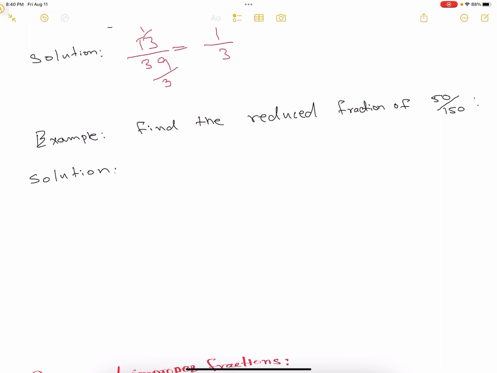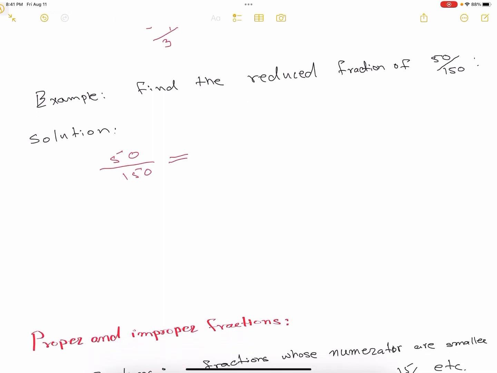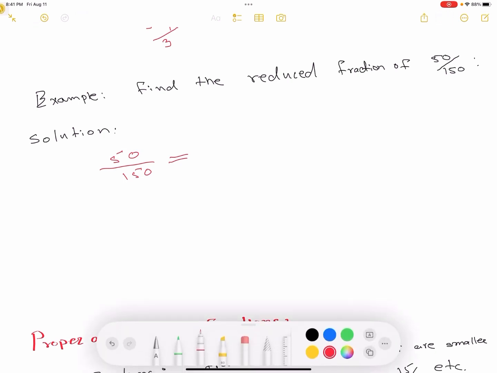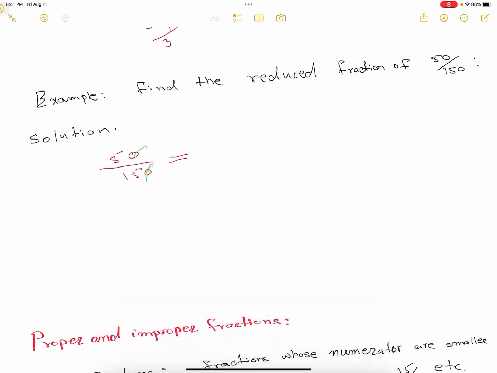Now, it says find the reduced fraction of 50 over 150. So 50 over 150. If we have these kinds of questions, look at some common zeros in the numerator and denominator. If we have them, then just cancel them out to make it easier. Now we're left with 5 over 15. We know 5 divided by 5 is 1. 15 divided by 5 is 3. Because the common factor here is 5, we can write it down as 1 over 3.